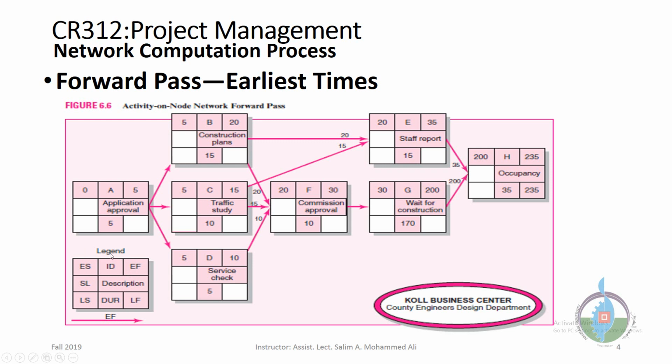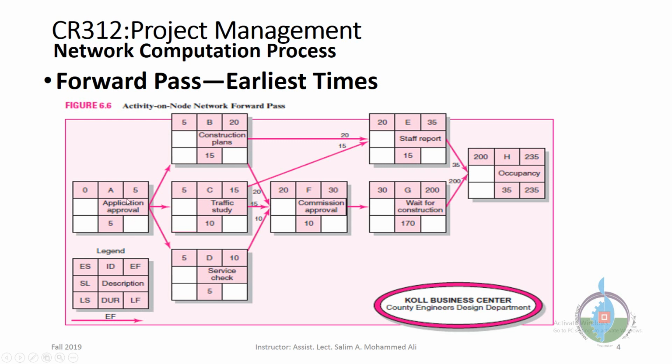The one in the middle is the ID, the unique ID. It does not affect the computation. The description is just like the name of the activity. So the values we are concerned with are ES, which is the early start, EF, which is the early finish, SL, which is the slack time or float, and LS, the latest start, which we will discuss later when we explain the backward pass. And we have duration. Duration can be computed from EF minus ES. And we have LF, which is latest finish.